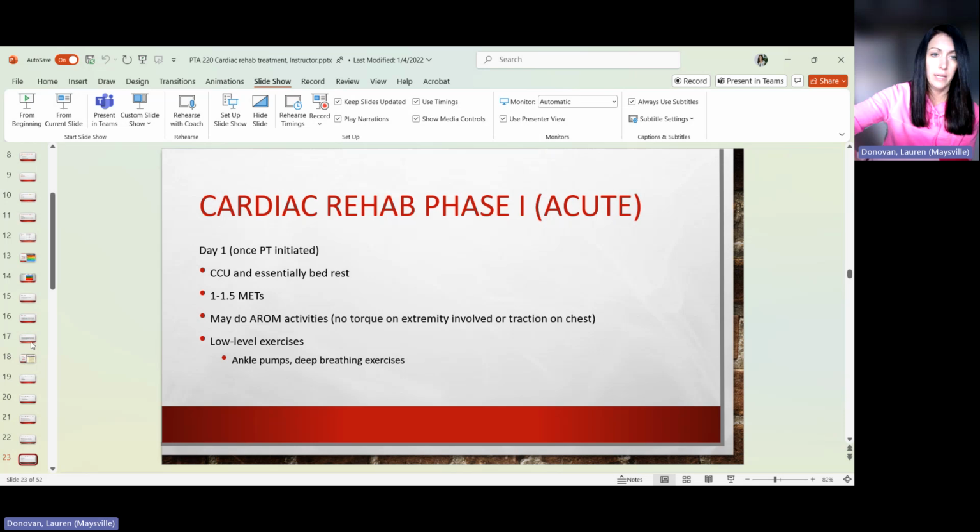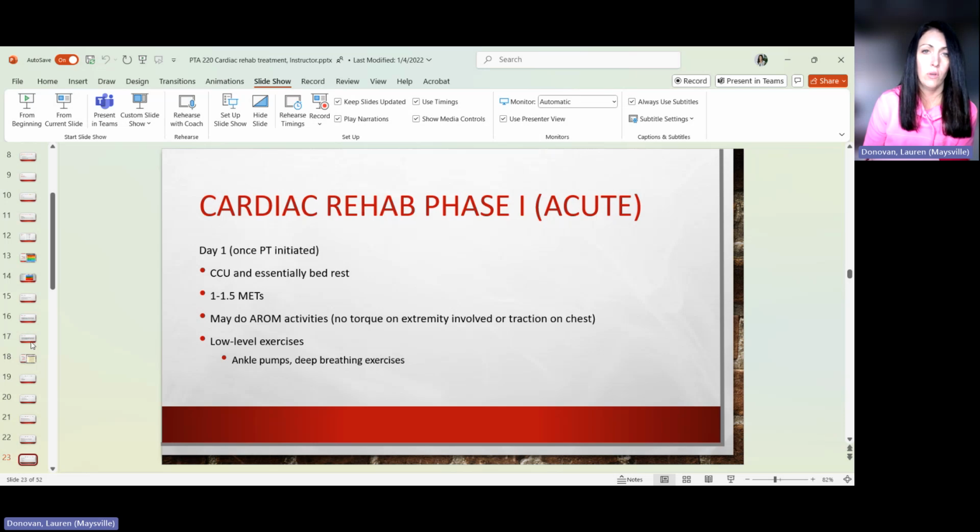Let's go on to the next one. So this is just really where it's broken up in your textbook. It's in a chart, and I've taken that and put it on each PowerPoint slide. So you can go back in your textbook and look through this phase 1. But day 1 is once PT is initiated, that's how they're deeming day 1, not day 1 of when their heart procedure took place.